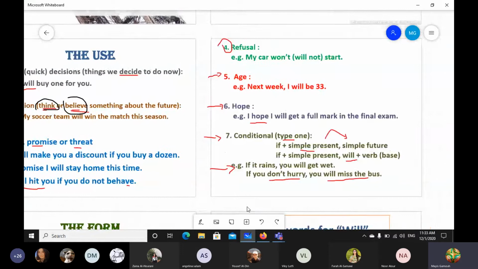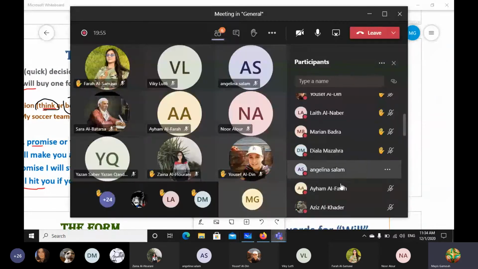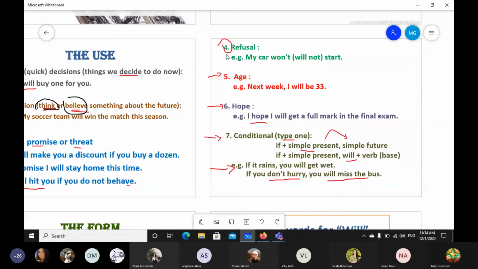Let's go to use number four, and I would like Diala to read. Refusal, my car won't start. So if I want to refuse, deny, or reject something, I put it in the future simple tense with will, because here I am not sure. I want to go to my work and I started my car, but it won't start. So refusal is one of the uses for the term will.